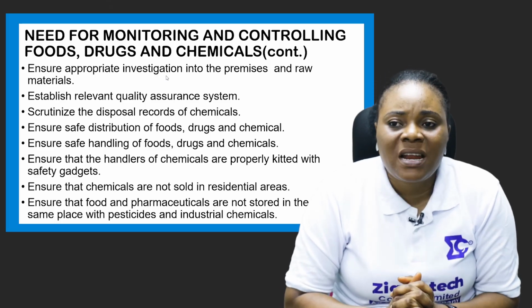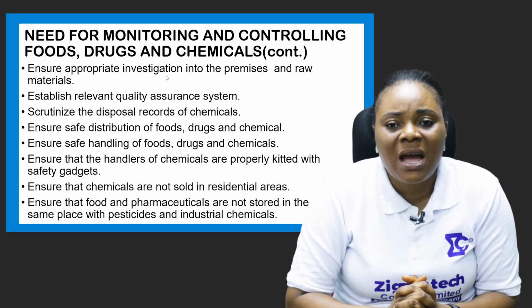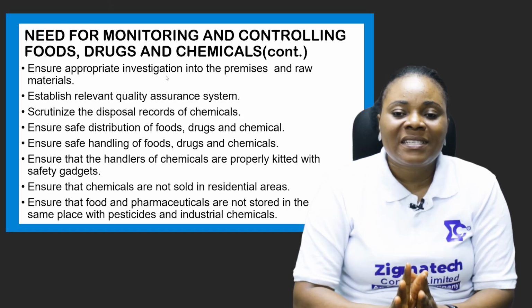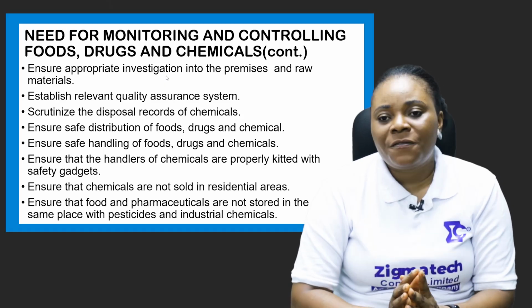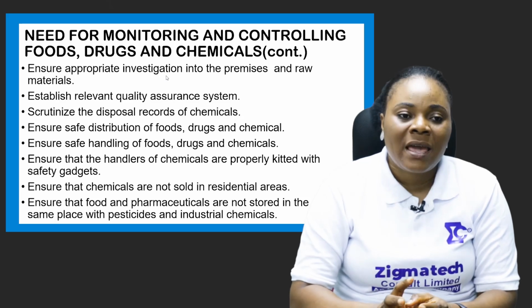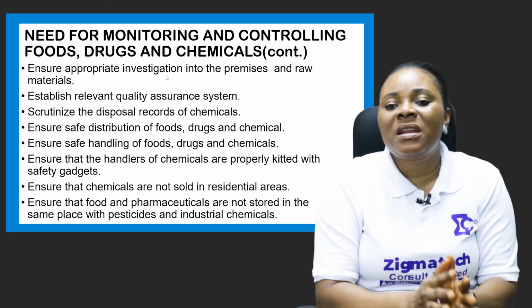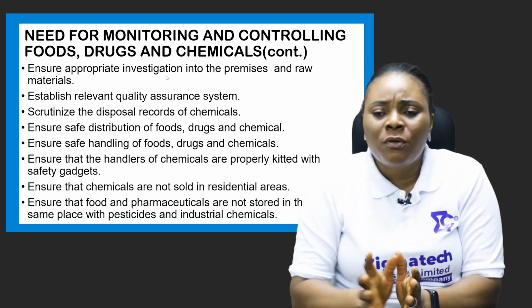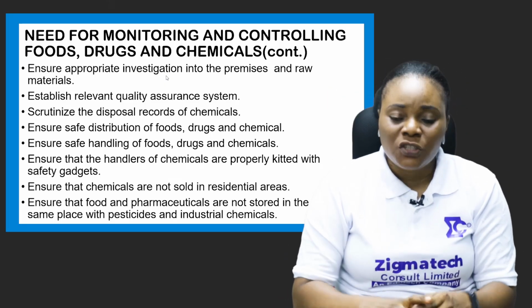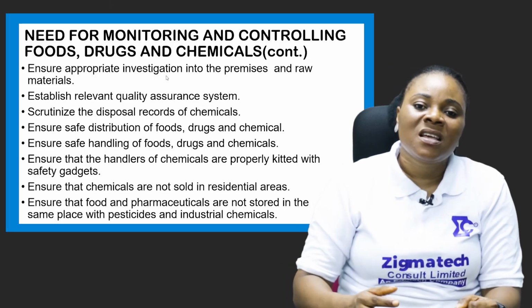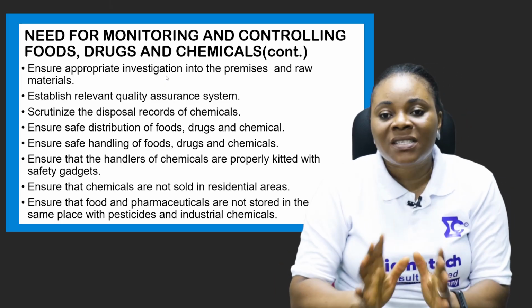Another need for the monitoring and control of food, drugs, and chemicals is to ensure the safe distribution of foods, drugs, and chemicals. They ensure that after the producers have properly done a good job by producing something good, the distribution, that is to the users, is still safe.